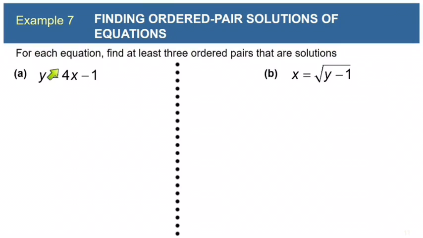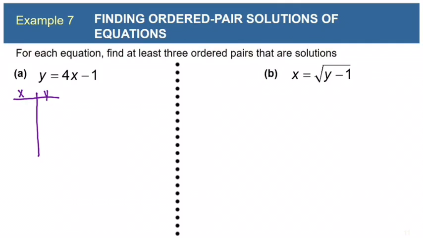Now we're going to switch gears just a little bit. In this example it says for each equation find at least 3 ordered pairs that are solutions. See, a solution to an equation is any ordered pair that makes the equation true. So these equations have multiple ordered pairs that will make them true. And to find one of those ordered pairs, all you need to do is choose an x, plug it in and calculate y, and that will be your solution.